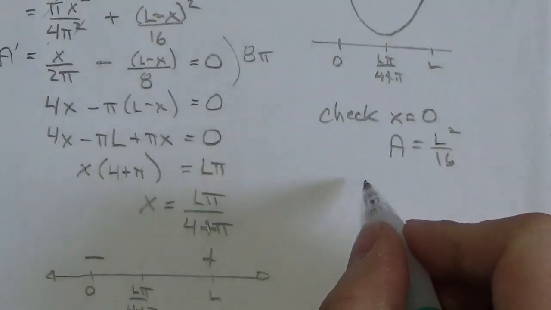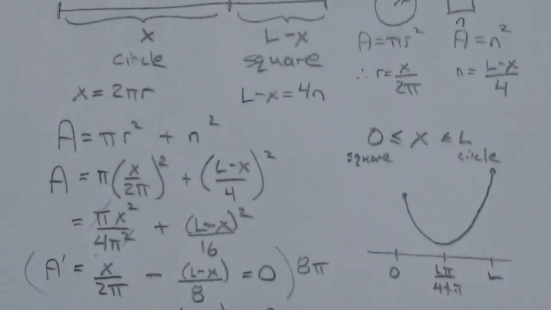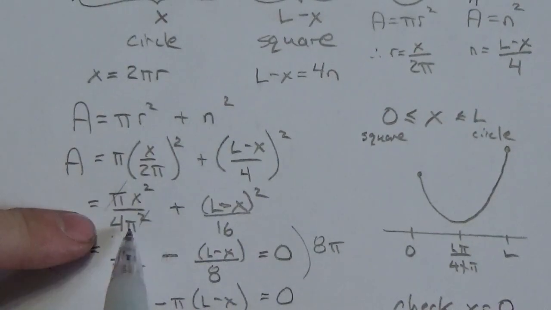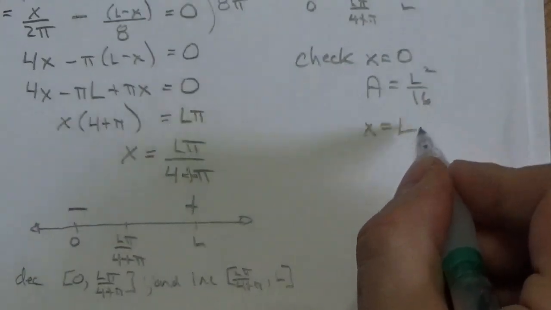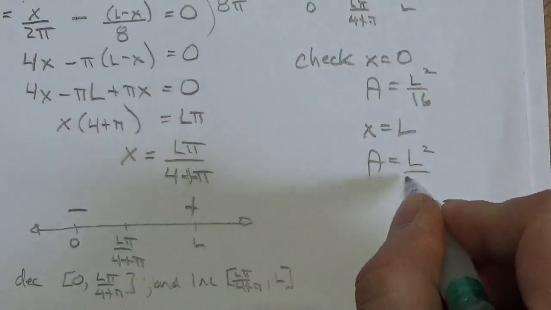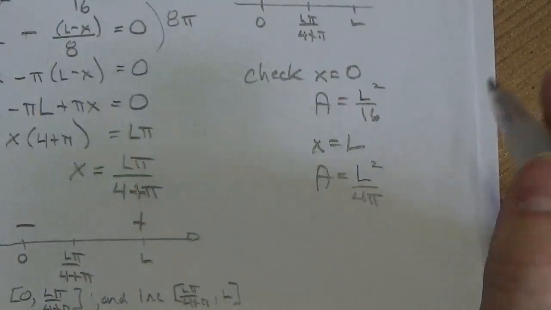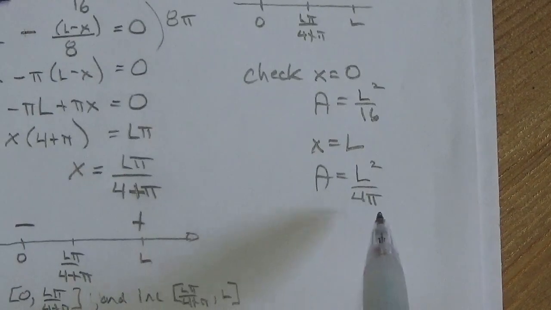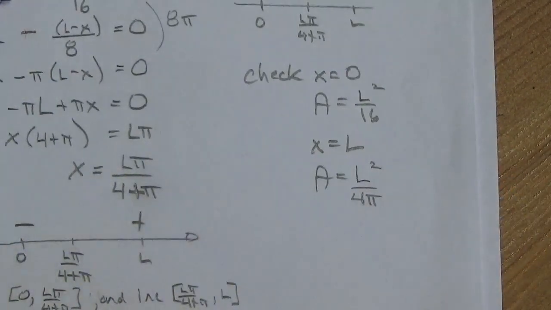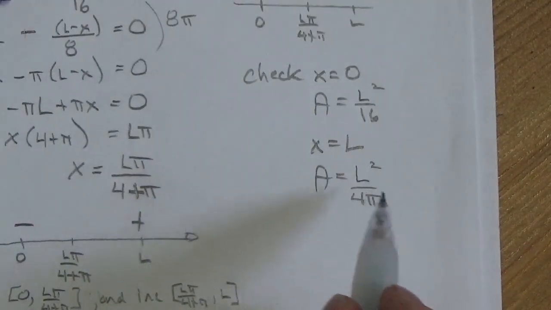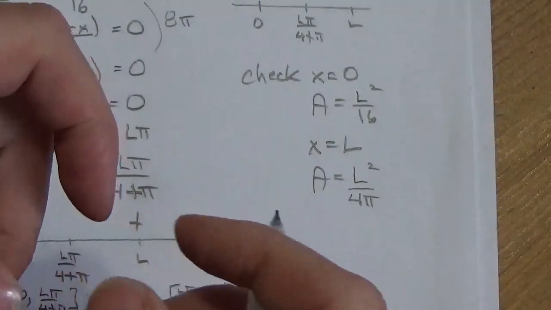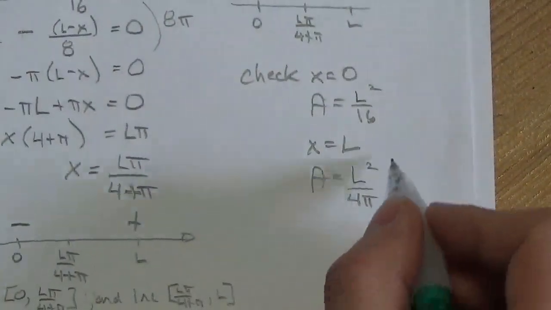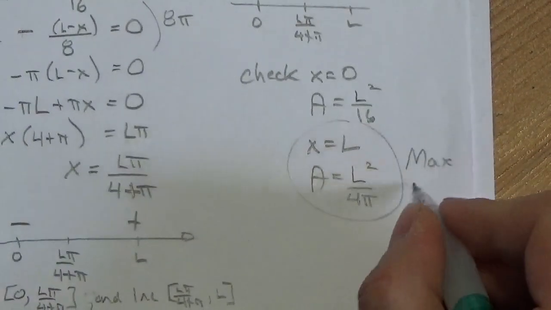Okay, fine. Let x equal to L. That's my other endpoint. Now, if I let x equal to L, this goes to 0. This is going to become L squared over 4 pi. So area will become L squared over 4 pi. Now let's take a quick look at this. We're going to compare these two areas. This is 16. Bear in mind that pi is a little bit more than 3, but not closer to 4. So that means that 16 is going to be larger than 4 pi. And bear in mind that as the denominator gets smaller, the overall fraction gets larger. So it turns out this is the scenario that gives me a maximum area.